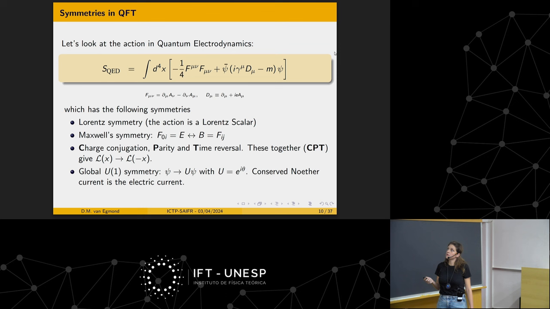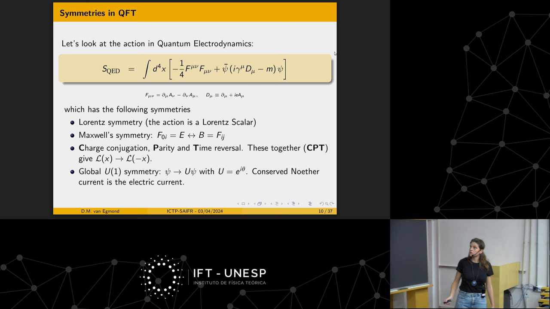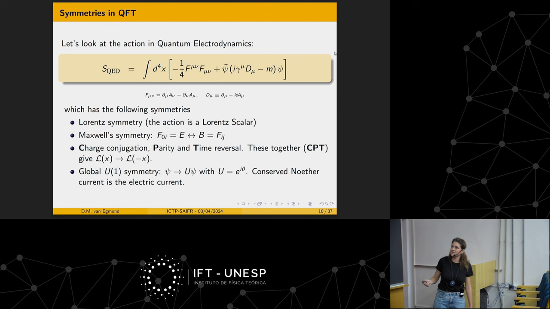I still am confused. So psi has an electric charge. No, the conserved current is the... I'm asking, does psi have an electric charge? Is psi charged? Yes. So when you change E and B, what happens to that charge?